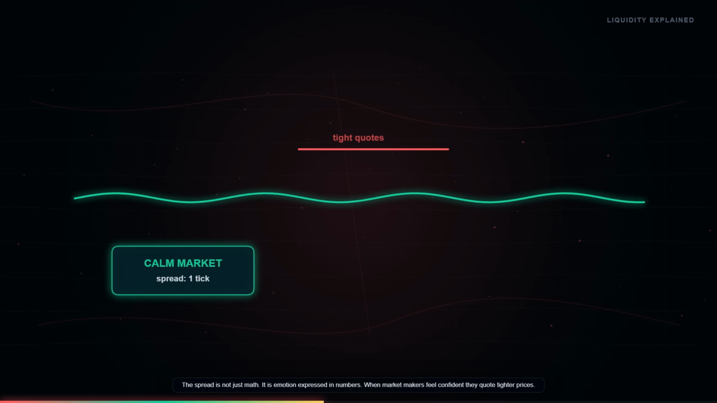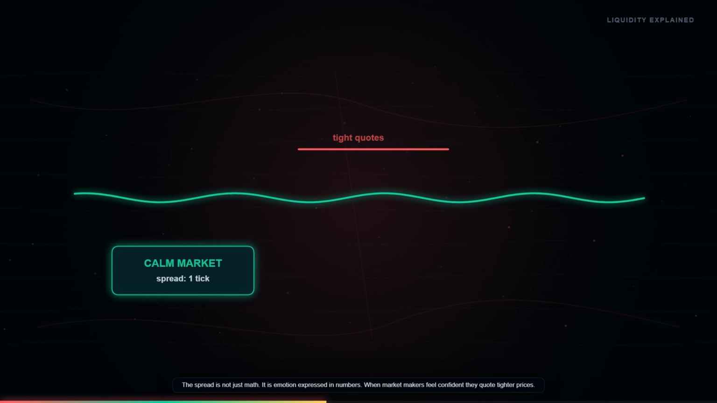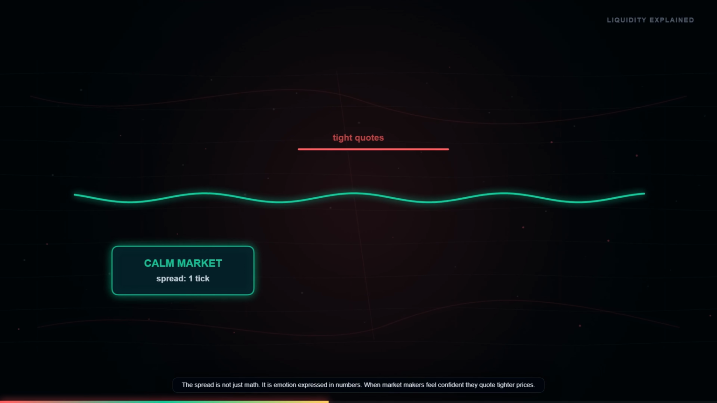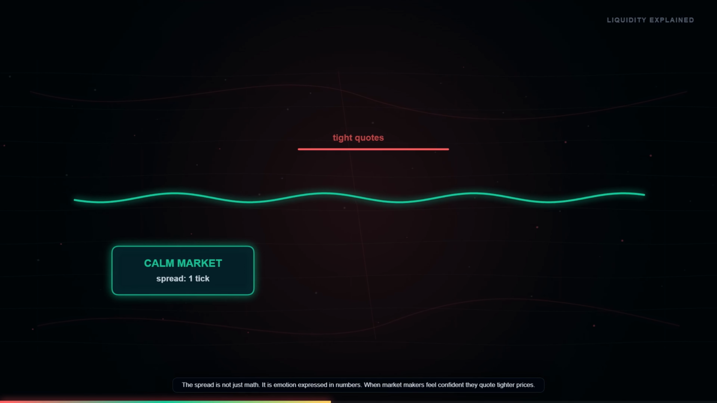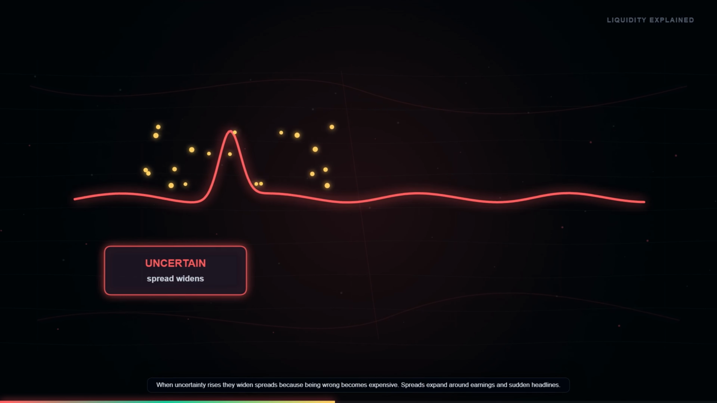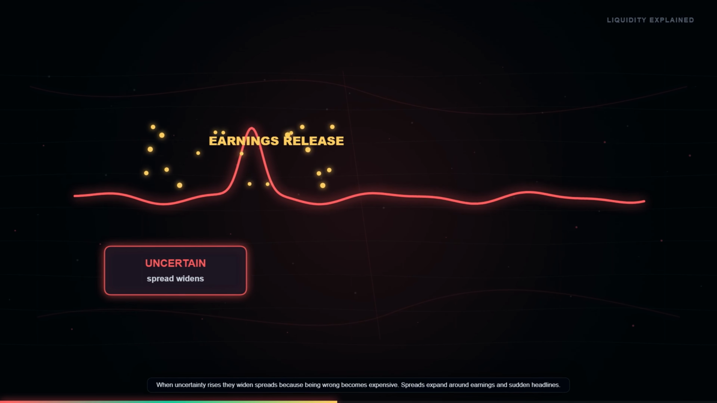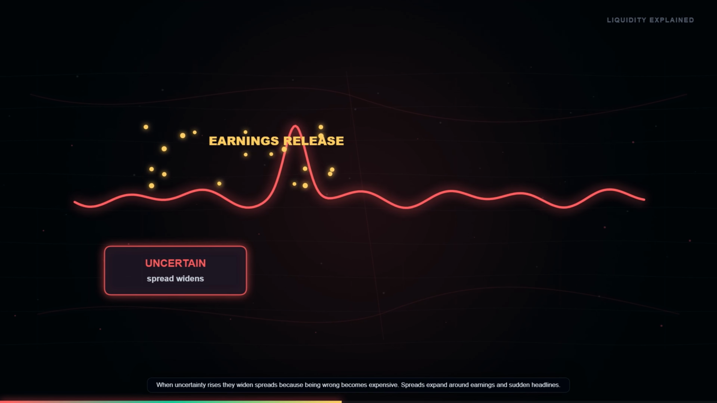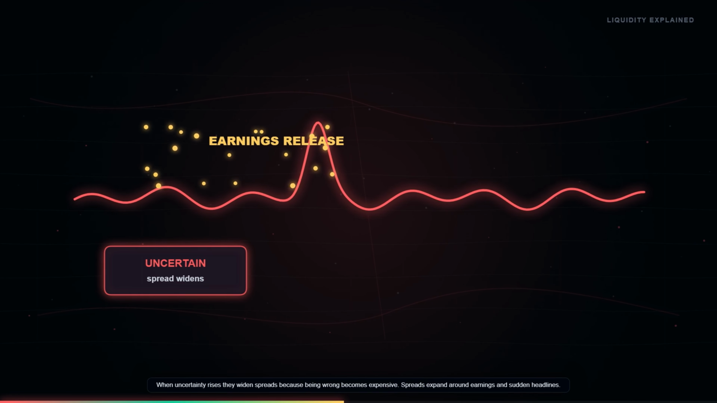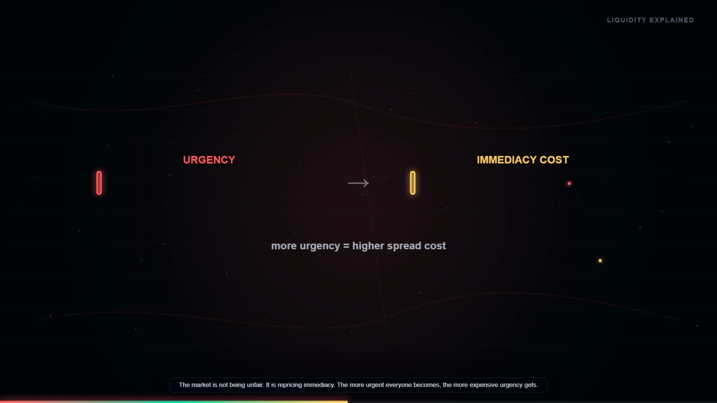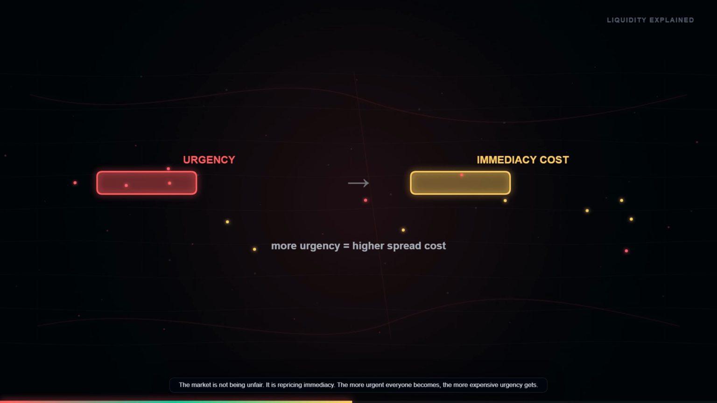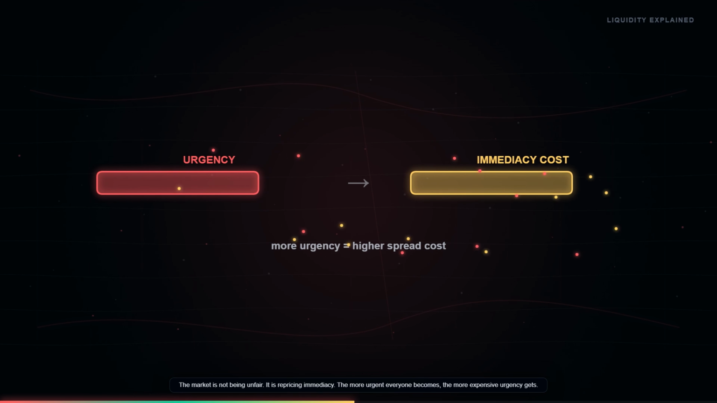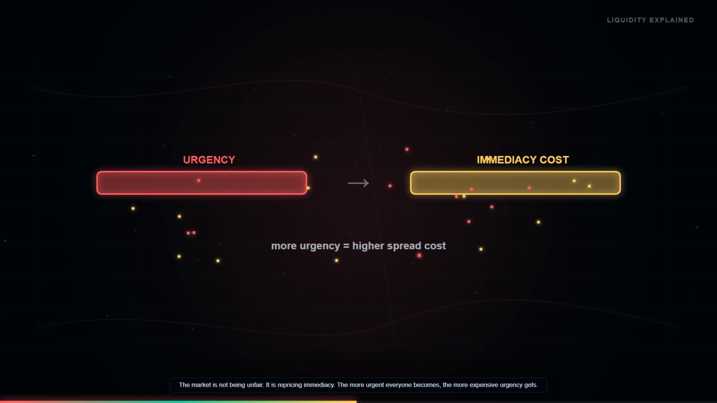The spread is not just math. It is emotion expressed in numbers. When market makers feel confident, they quote tighter prices. When uncertainty rises, they widen spreads, because being wrong becomes expensive. Spreads expand around earnings and sudden headlines. The market is not being unfair. It is repricing immediacy. The more urgent everyone becomes, the more expensive urgency gets.